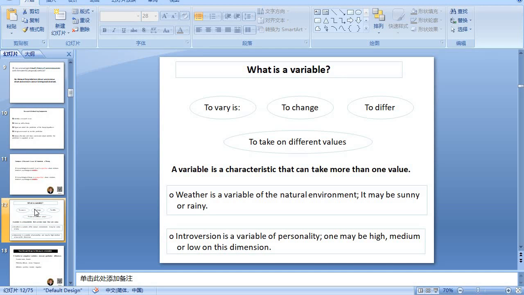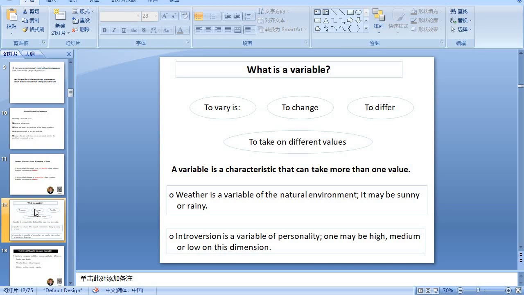Let's look at a variable in the human body. Can you think of a characteristic, a human characteristic, a physical characteristic that varies from person to person? Different people have different values. Height, body height is a variable. Some people are taller, some people are shorter. Men tend to be taller than women. It is a variable. Body weight is a variable. Some people are overweight, some people are underweight, some people have the appropriate weight.